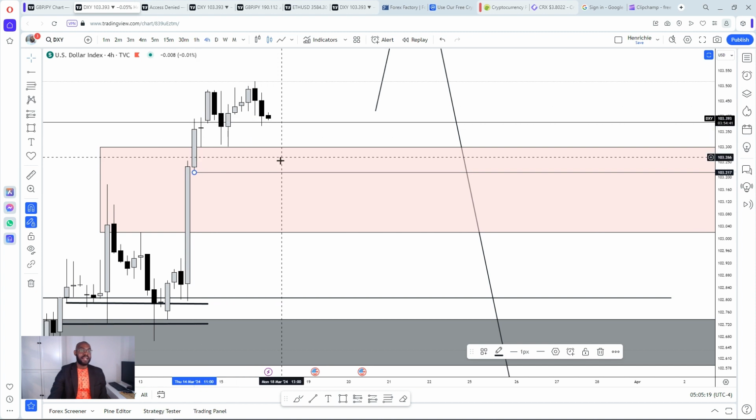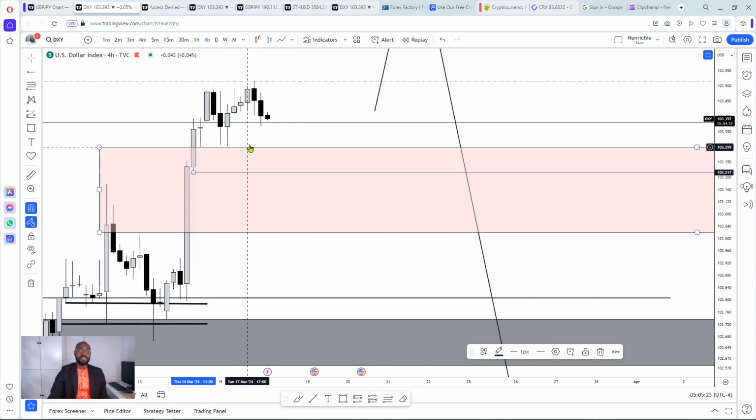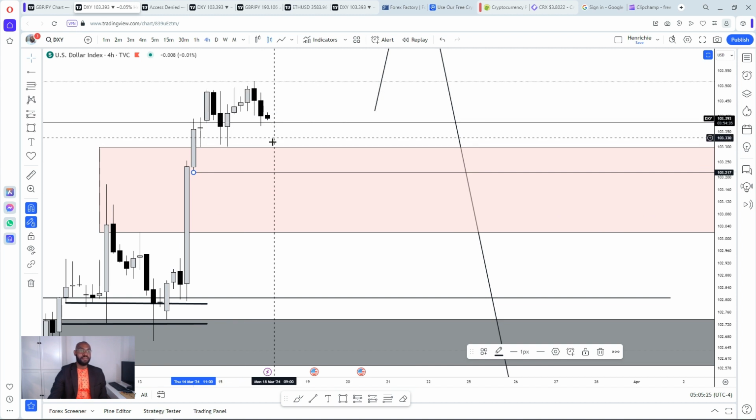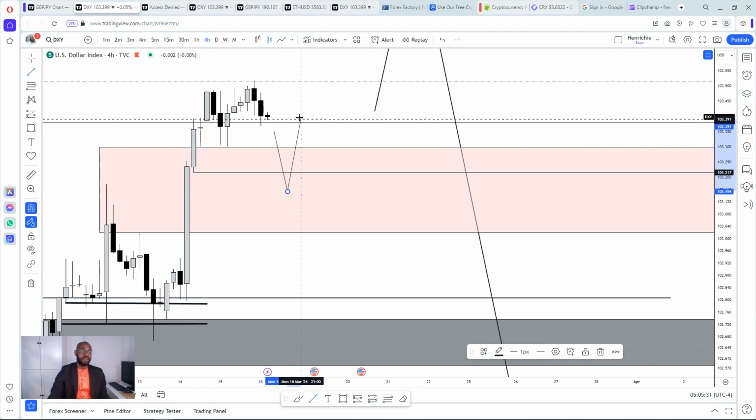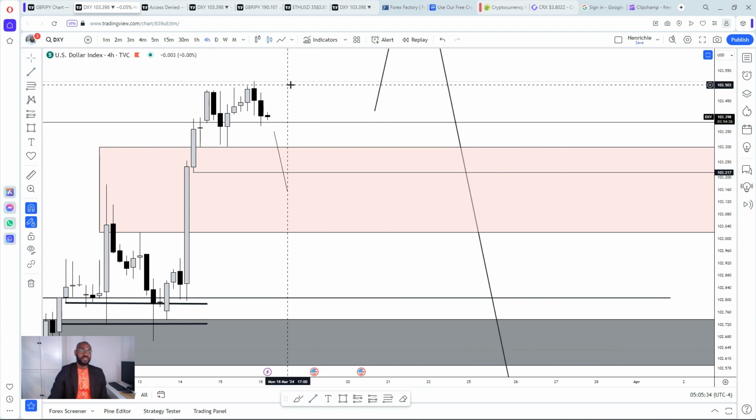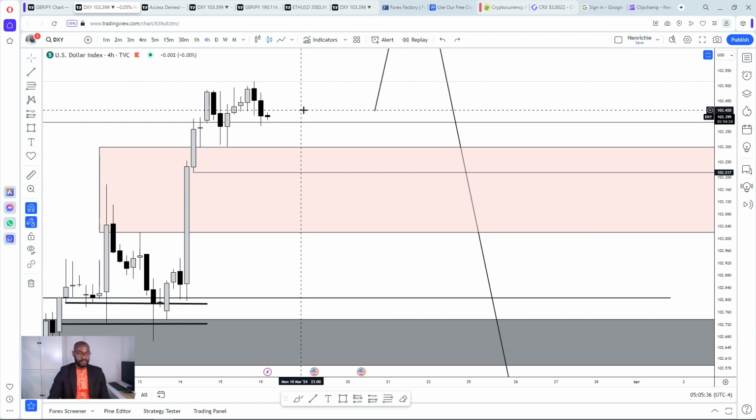Now, price could decide to come into this position, mitigate this level, and continue higher. But personally, if I am to look for any trade setup, I'll most preferably want to see price dive deep into this key level before any expansion to the upside.